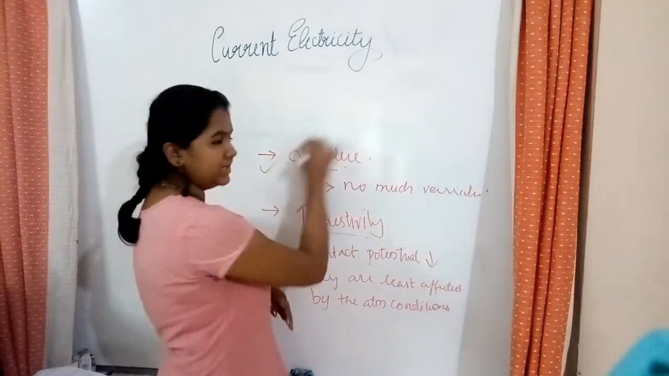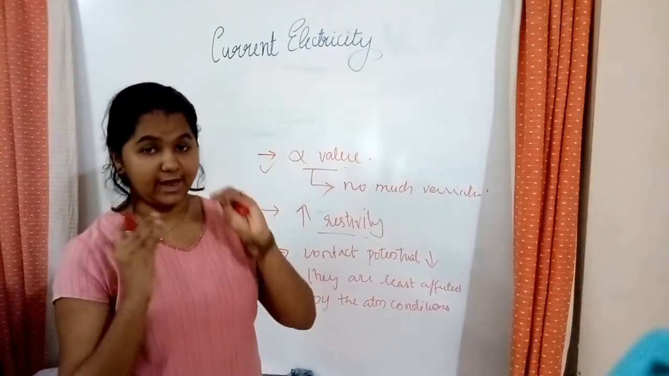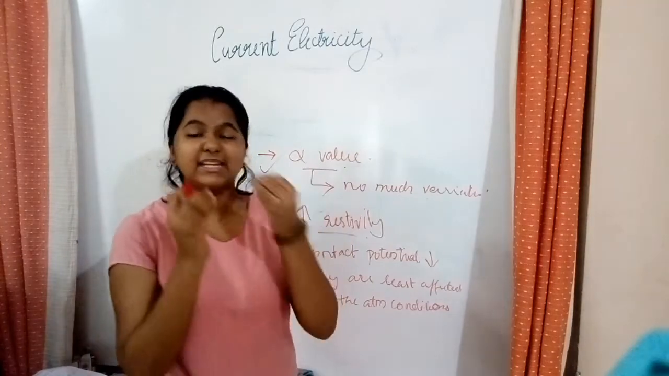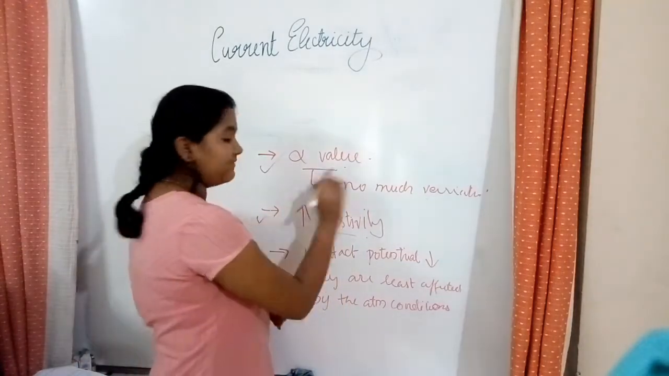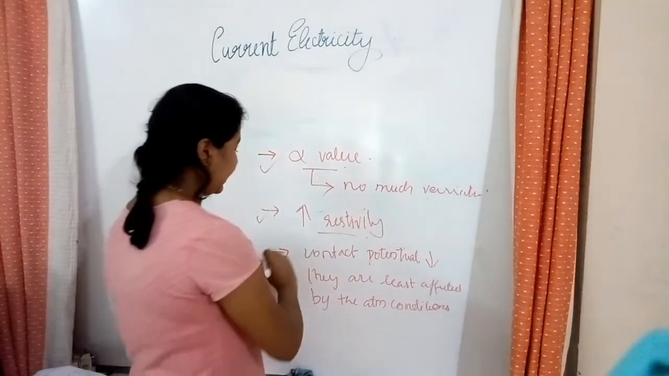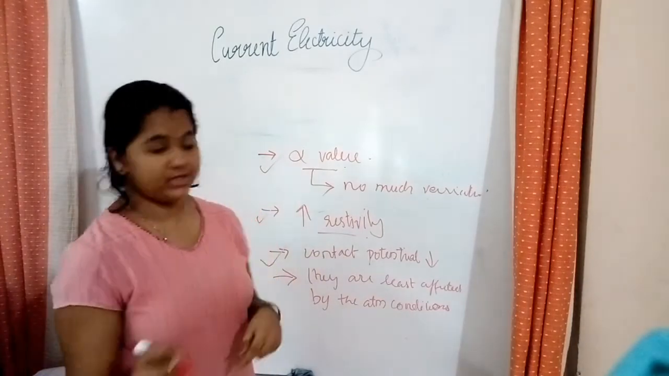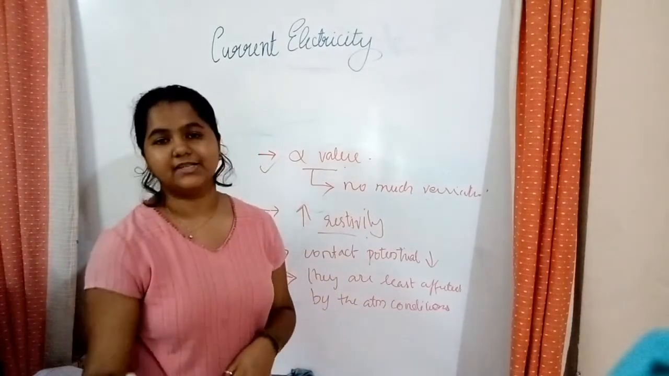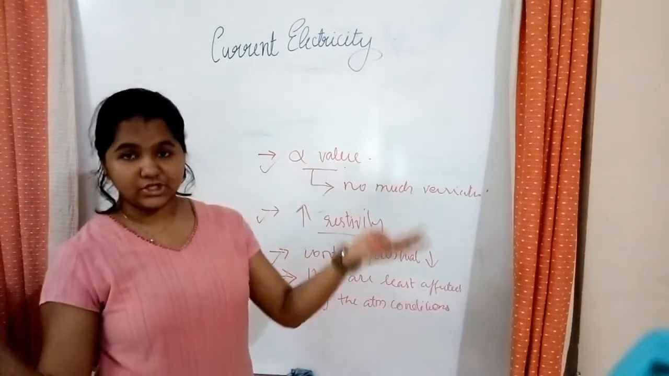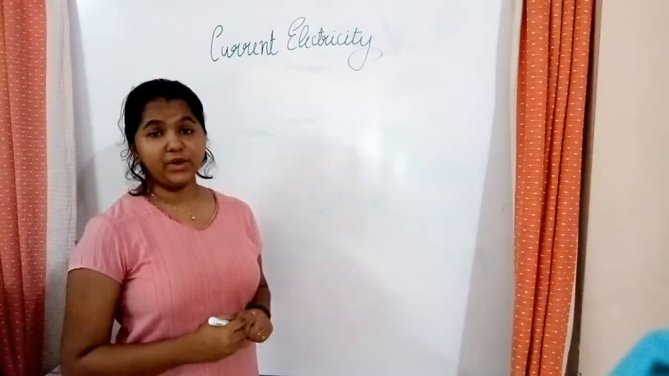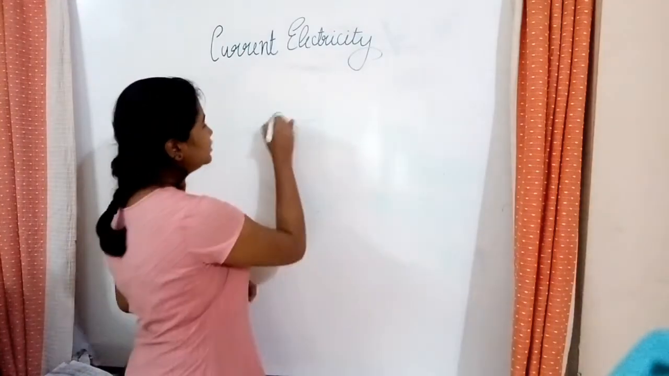Okay, so the first one is their alpha value is positive and very small. Second, they have high resistivity values, they have low contact potential, and they are least affected by temperature or pressure changes, atmospheric changes. Okay. So now let's discuss something known as superconductors.